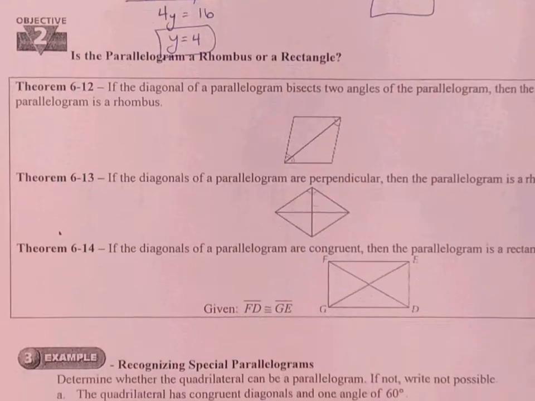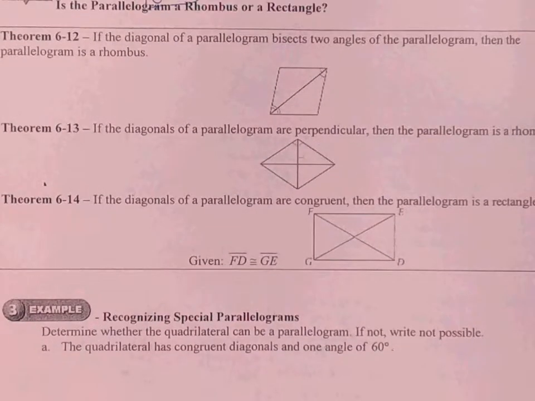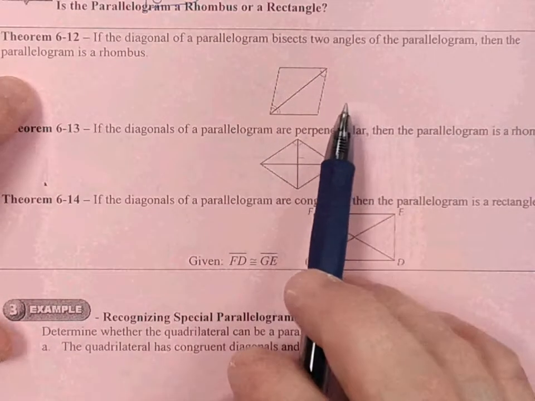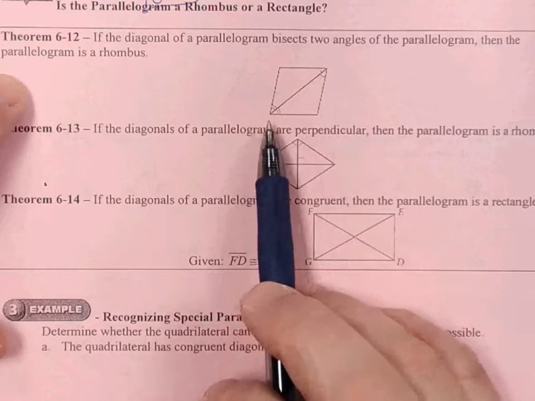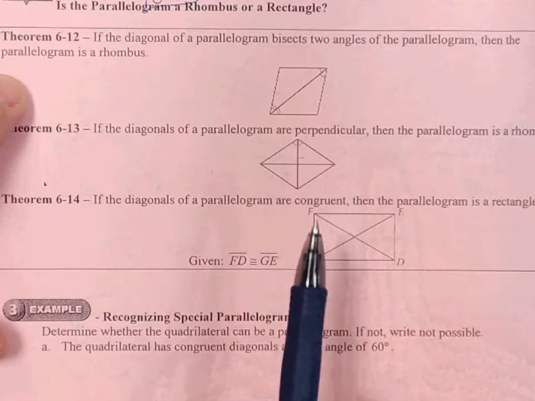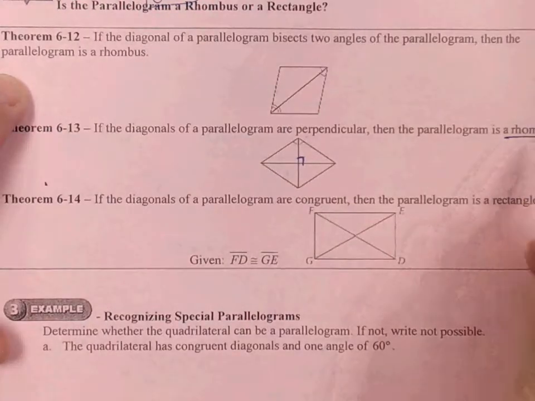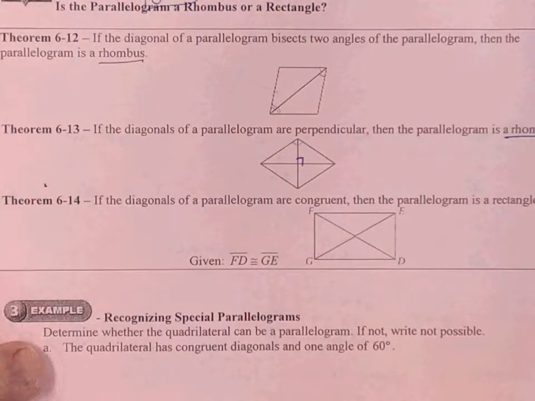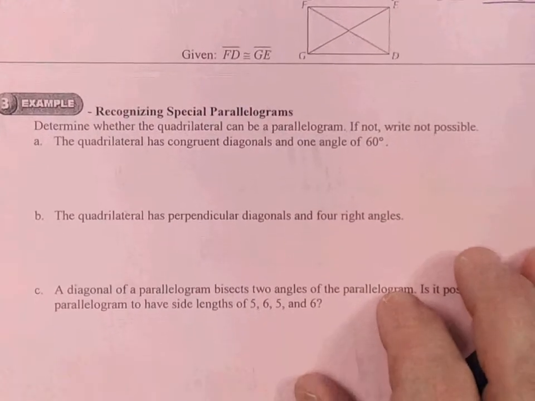Alright, so now we have to figure out, is the parallelogram going to be a rhombus, a rectangle, if we can prove that or not. So based on the theorems that we just talked about, it says if a diagonal of a parallelogram bisects the two angles, then it's a rhombus. So if we bisect the angle with the diagonal, it's a rhombus. If the diagonals form a 90-degree angle, it's also a rhombus. And then if the diagonals are congruent to each other, then we have the special one called a rectangle. Let's see if we can figure these out.